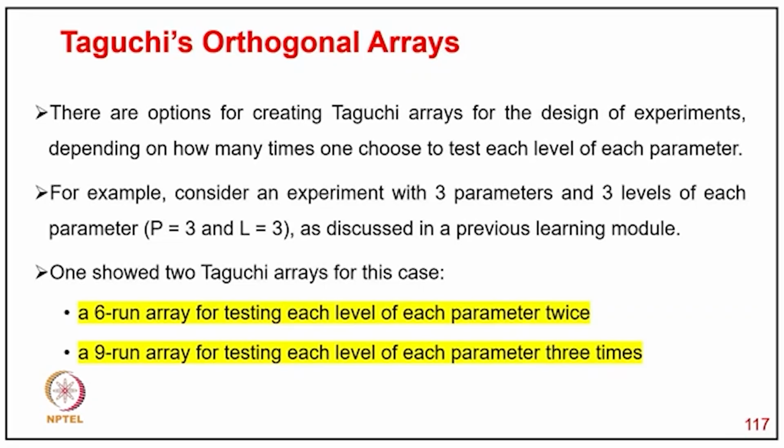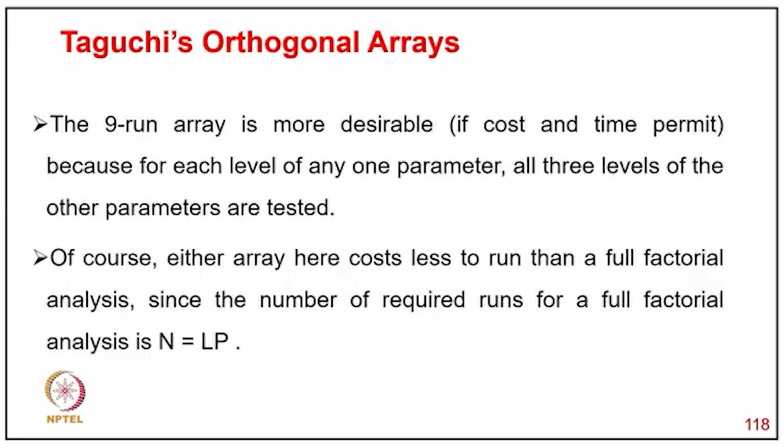For example, consider an experiment with 3 parameters and 3 levels of each parameter, p equal to 3 and L equal to 3, as discussed in the previous learning module. One sees that the Taguchi arrays for this case are a 6 run array, testing each level of each parameter twice, and a 9 run array, testing each level of each parameter 3 times.